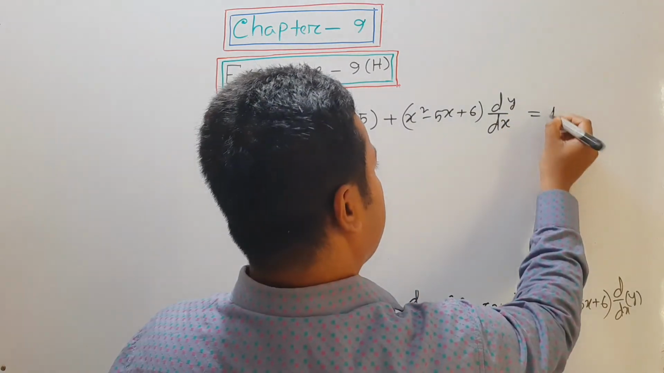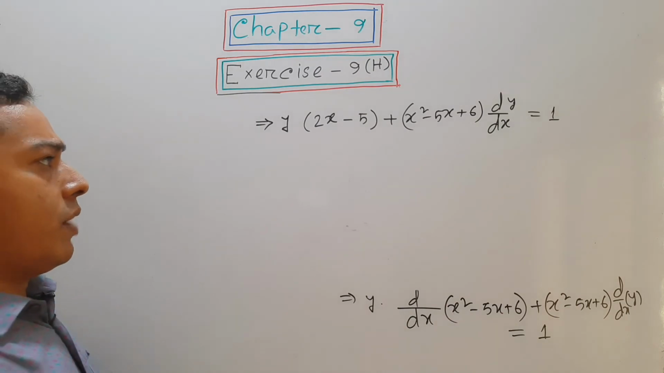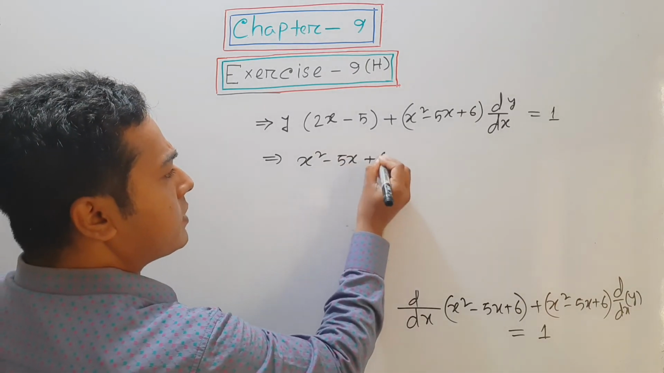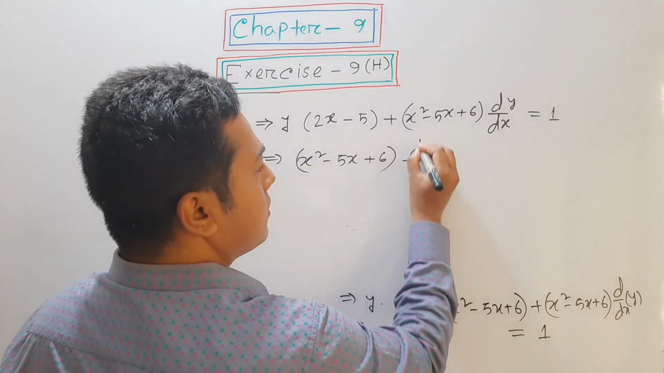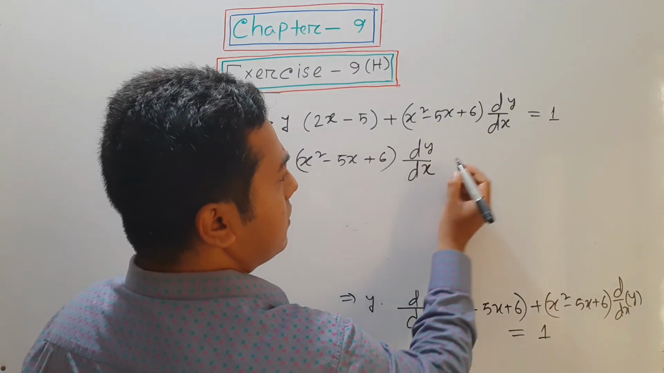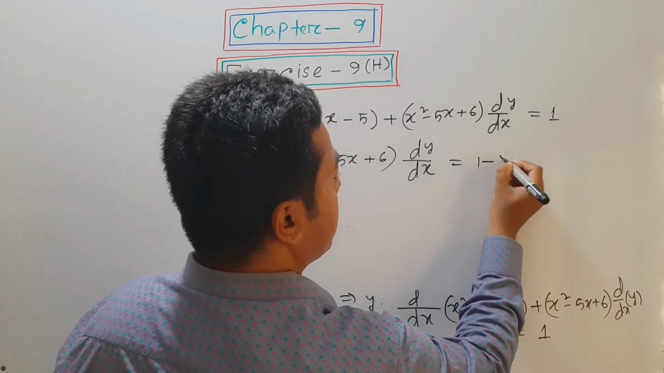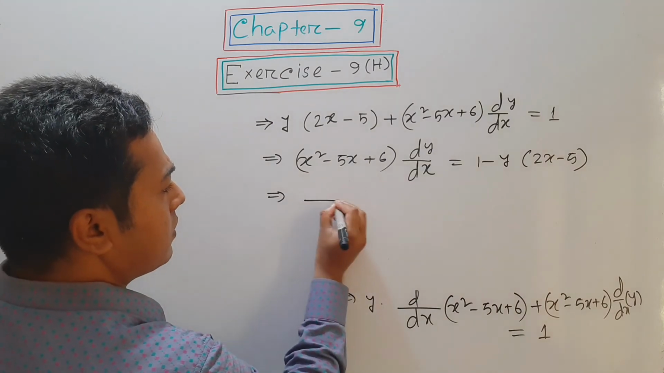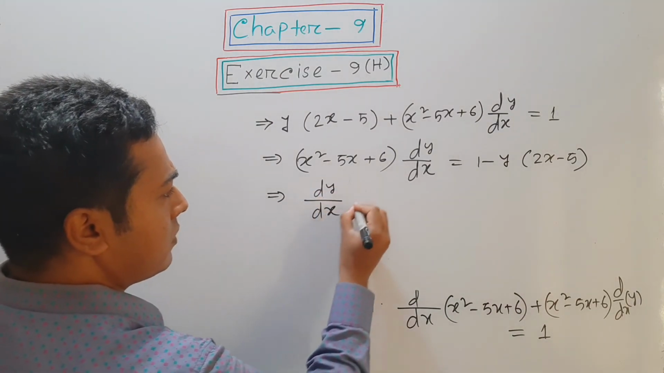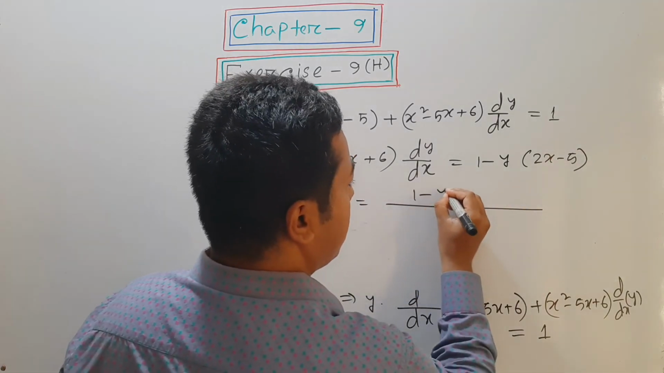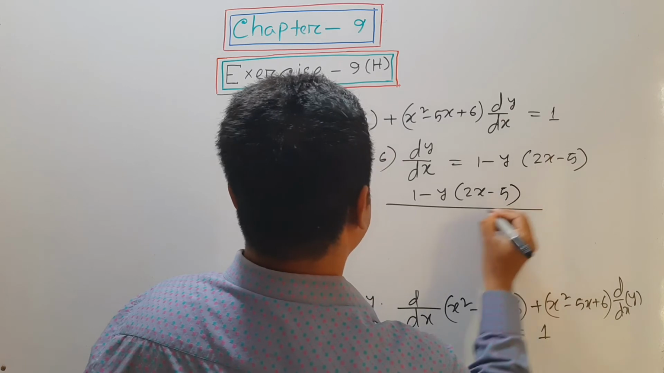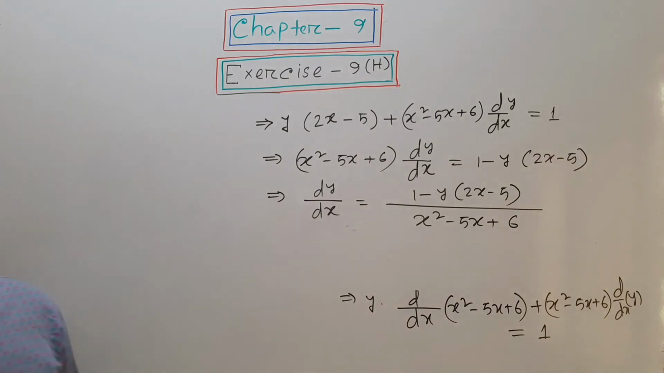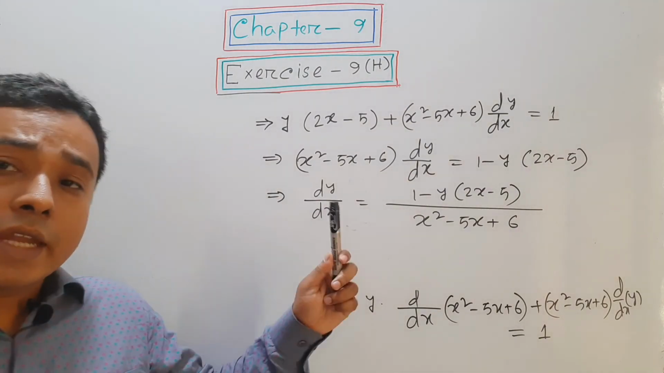is equal to 1. Now we need the value of ddx of y, and for this, ddx of y is equal to 1 minus y into twice x minus 5, divided by x square minus 5x plus 6. Okay, this is the slope at any point x comma y.